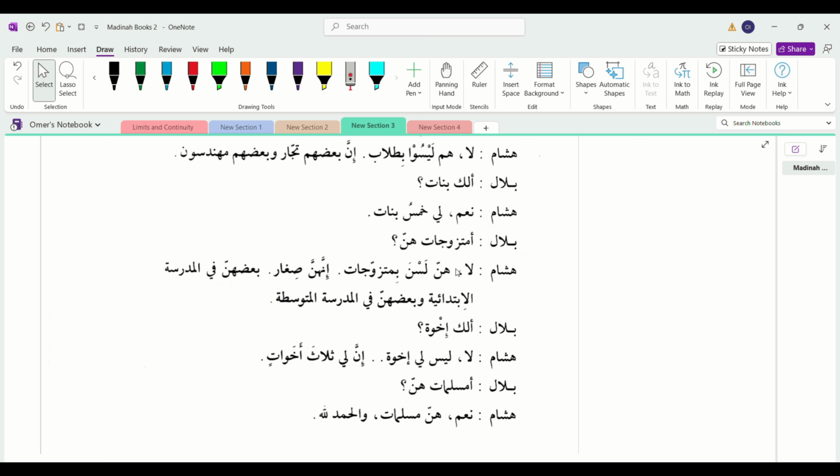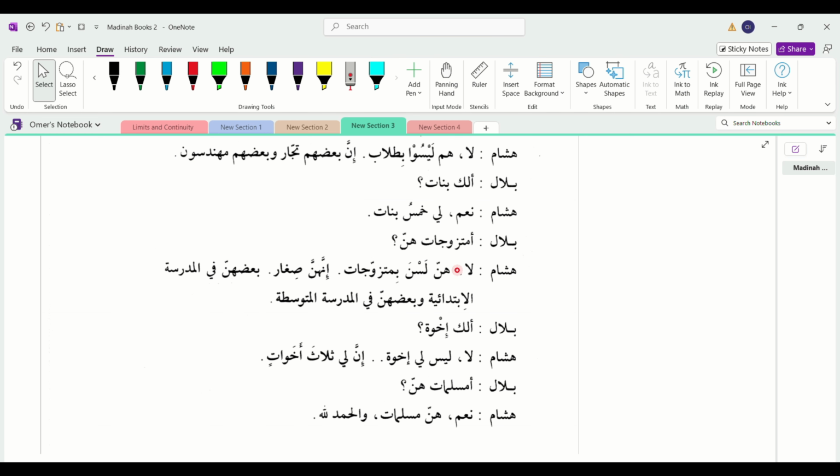هشام لا هن لسنا بمتزوجات. No, they are not married. إنهن صغار. Indeed, they are small. بعضهن في المدرسة الابتدائية وبعضهن في المدرسة المتوسطة. Some of them are in the primary school, or primary education, and some of them are in middle school, or middle education. بلال ألك إخوة. Do you have brothers? هشام لا ليس لي إخوة. إن لي 3 أخوات.